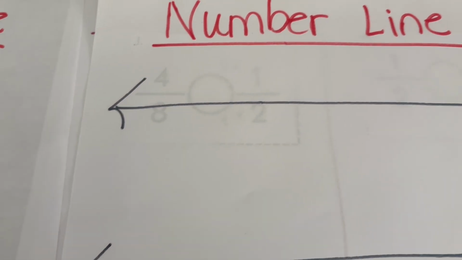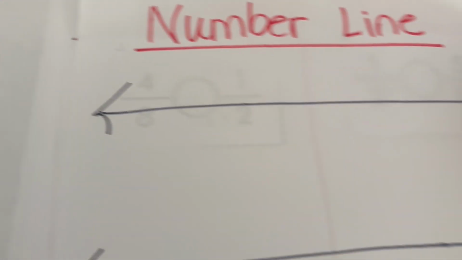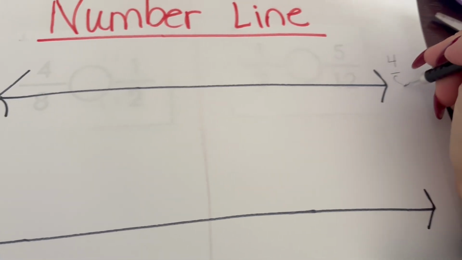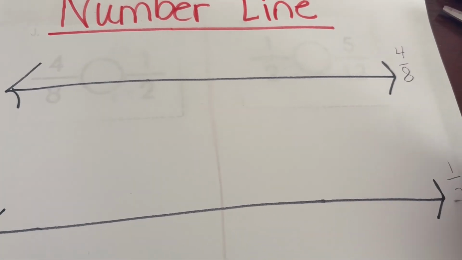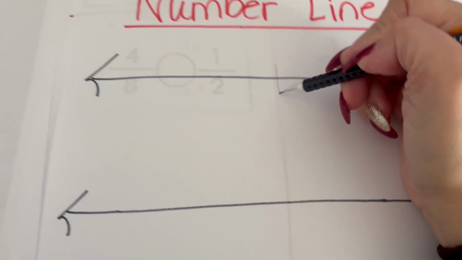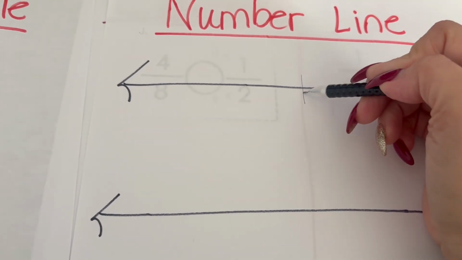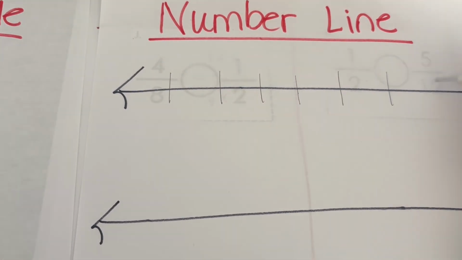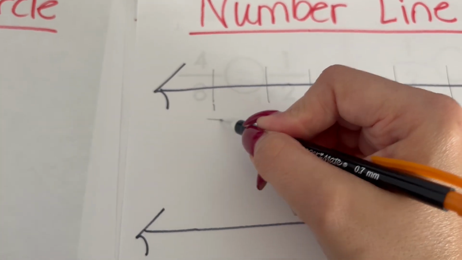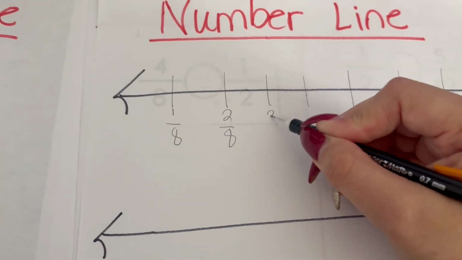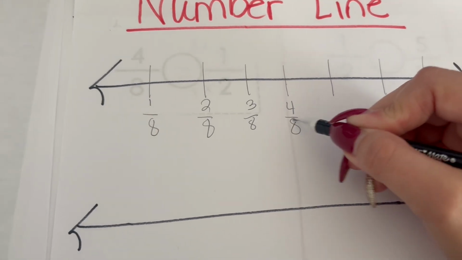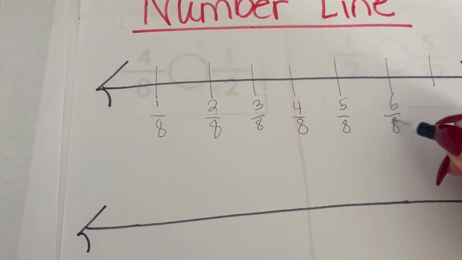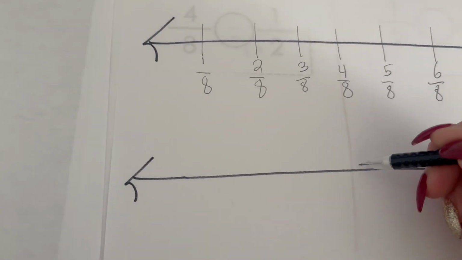Okay, another way would be to use a number line. I'm going to represent 4/8 here and 1/2 here. So here's 4/8. I'm going to divide this into 8 equal parts. So that would be 1/8, 2/8, 3/8, 4/8, 5/8, 6/8, 7/8. And the bottom one is going to be 1/2.